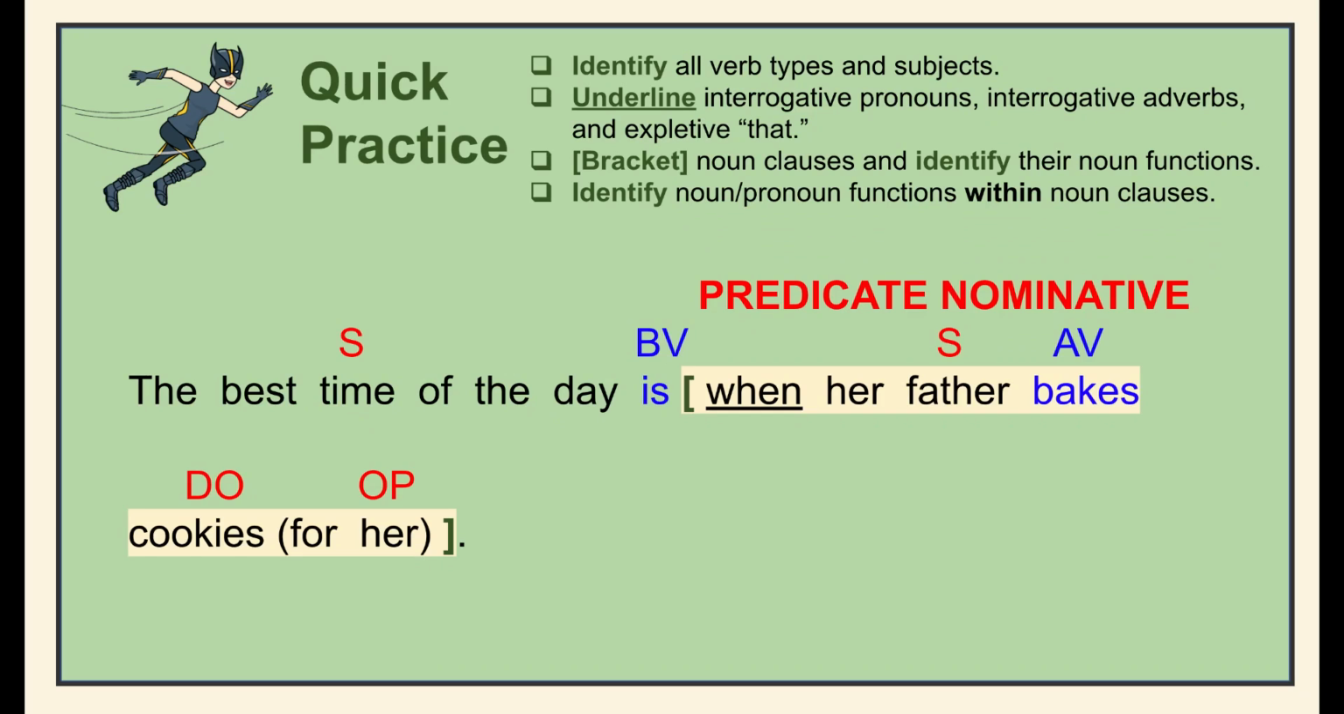Time is when her father bakes cookies for her. Within the noun clause, the noun cookies is the direct object of the action verb bakes, and the pronoun her acts as the object of the preposition for.